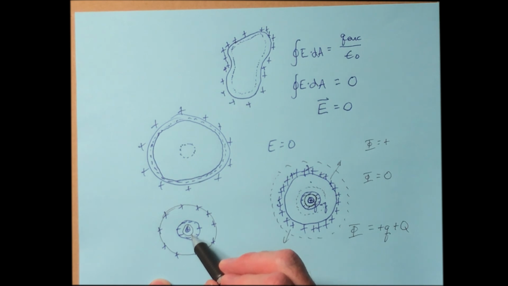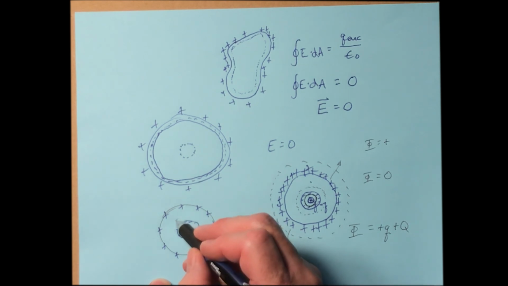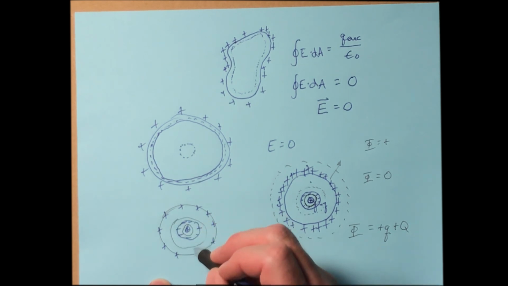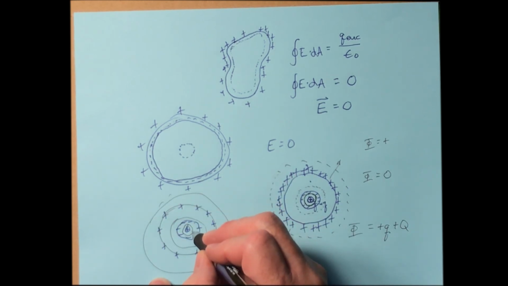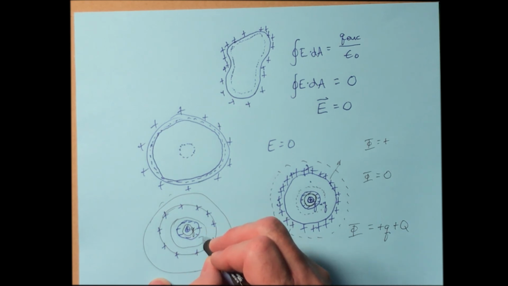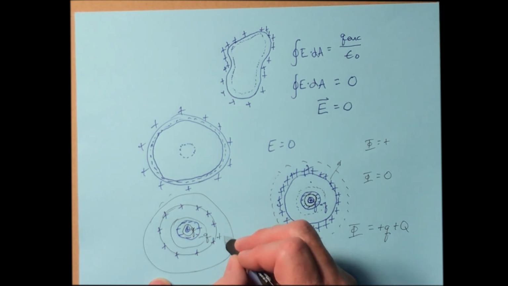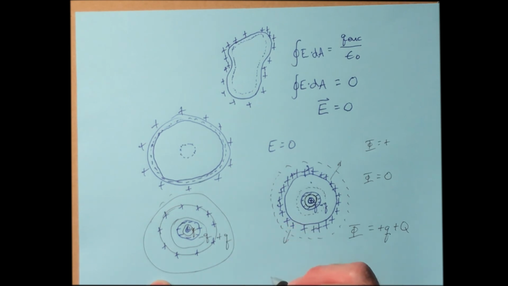What's the flux there? What's the flux there? What's the flux around the whole thing? Well, if you have plus Q at the center, then you're going to have minus Q there, and you're going to have plus Q there on the outside. Okay, we've done enough of that.